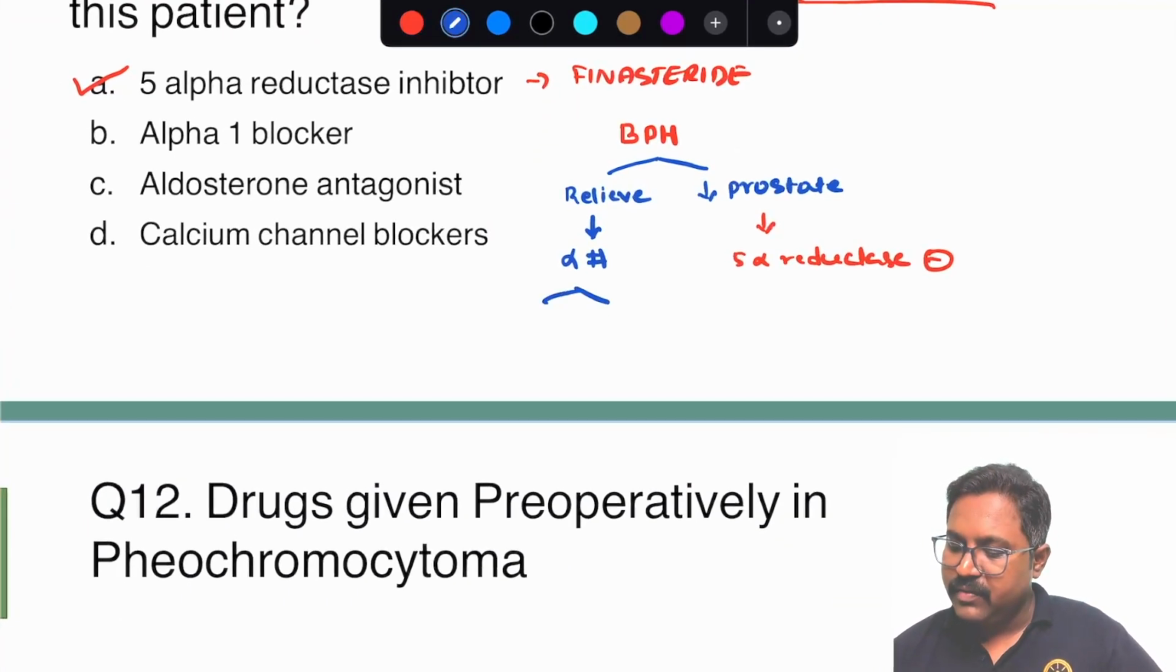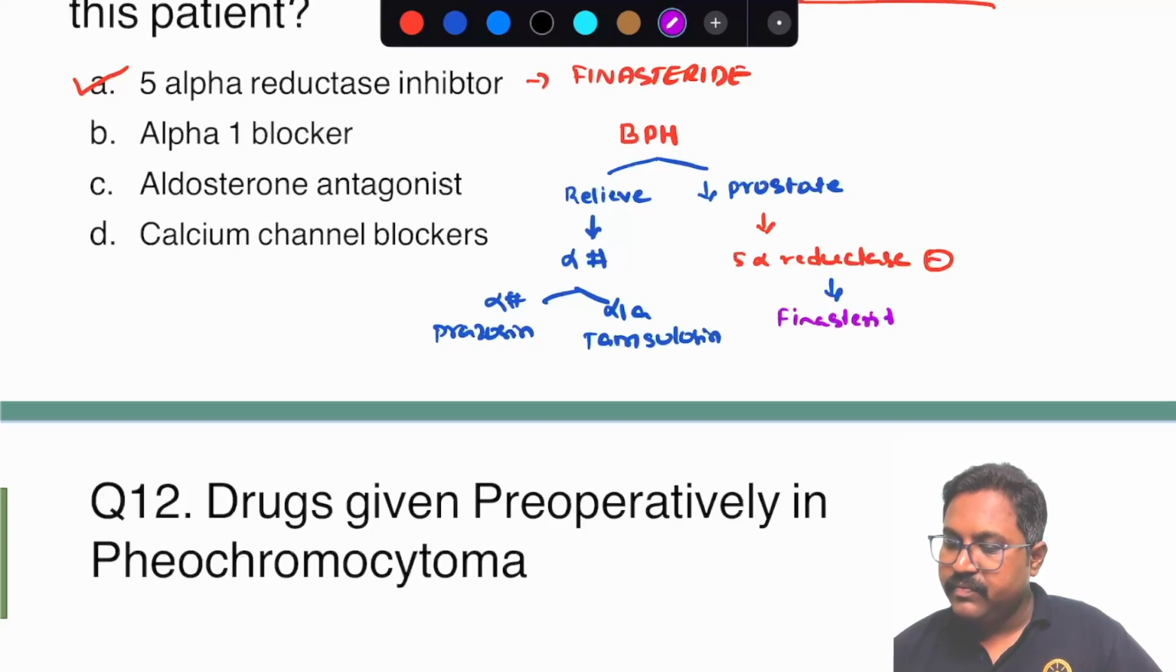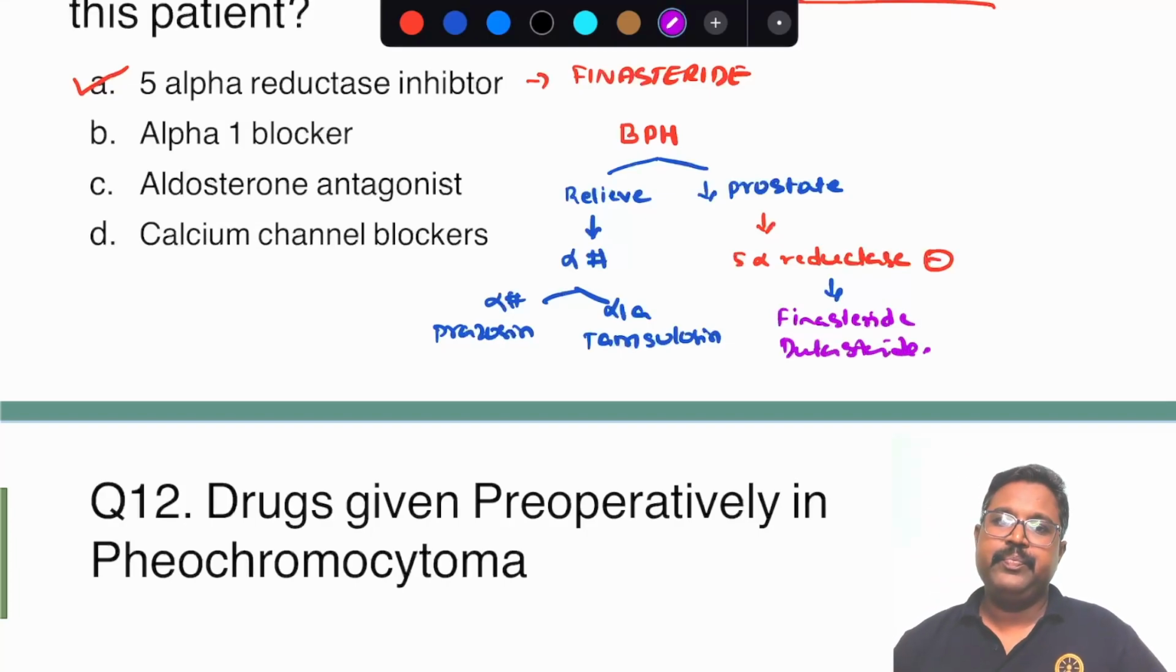Again, here you have an alpha blocker, that is prazosin, and particularly alpha 1A, which is present in the prostate, that is tamsulosin. Whereas for 5-alpha reductase inhibitors, you have drugs like finasteride as well as dutasteride. So this will be your right option.